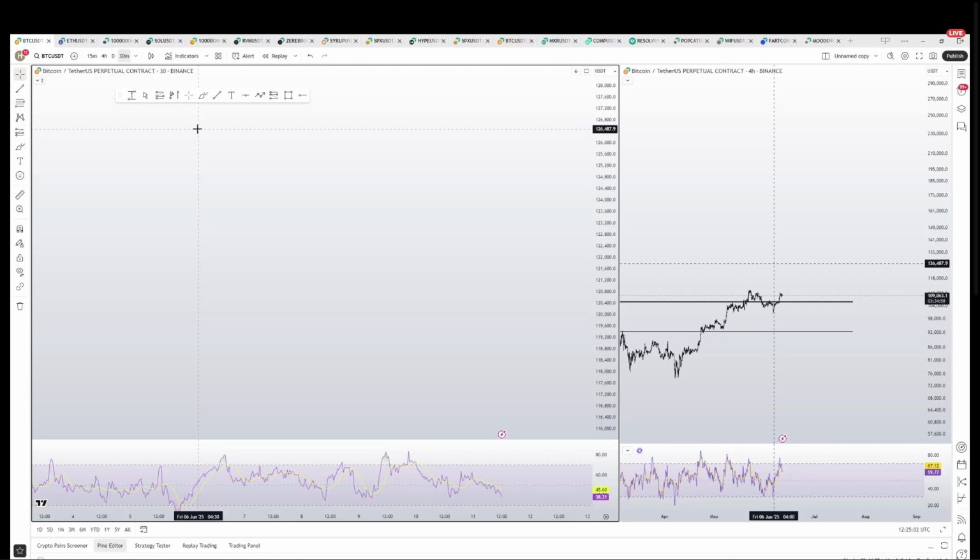Now, a few of the things, like for example, you have an alts run going on, or even not alts, let's say BTC or any trending asset you have.